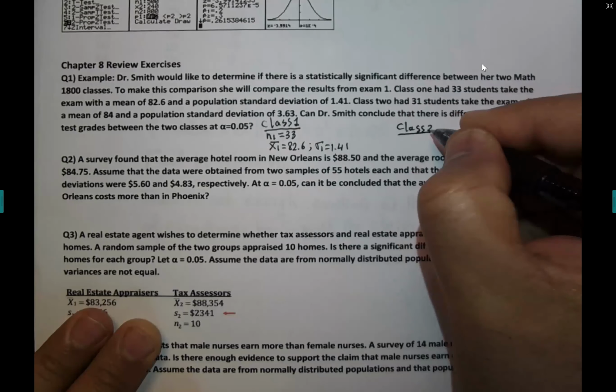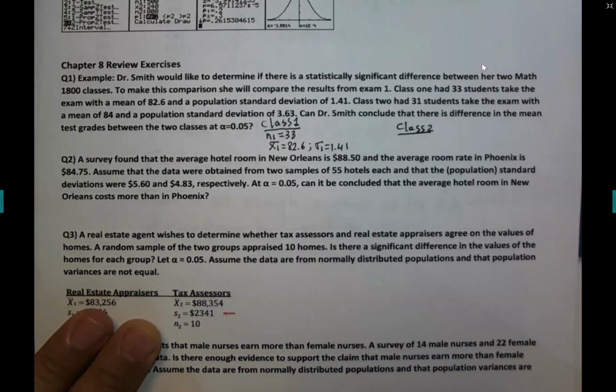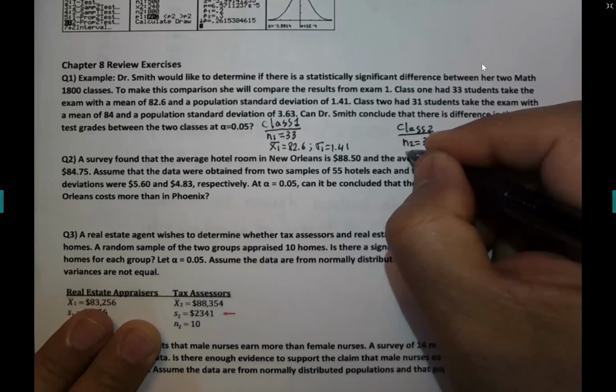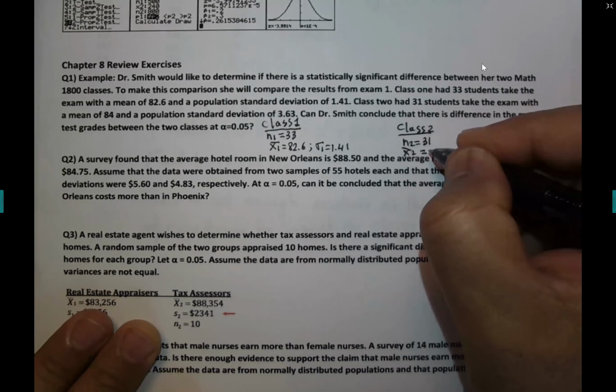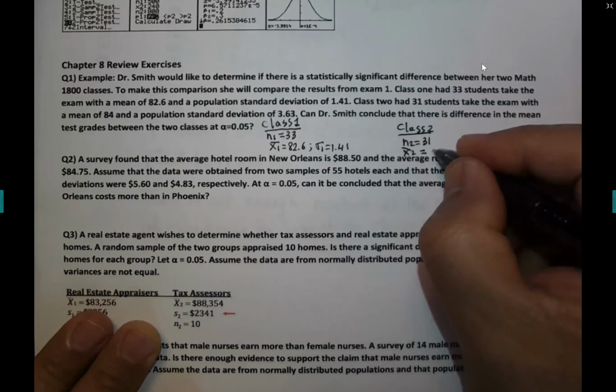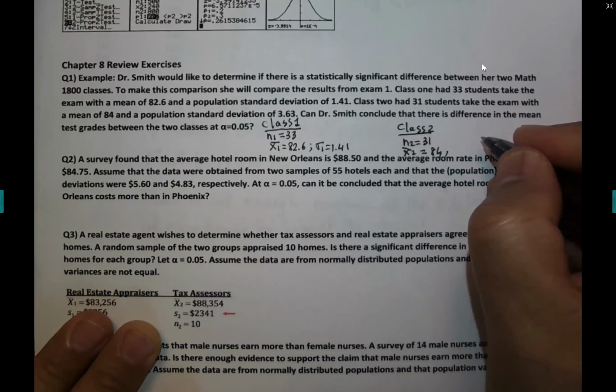Then class 2 had 31 students, so N2 is 31. And then it's going to give you the sample mean, definitely, with 84 and a population standard deviation of 3.63.